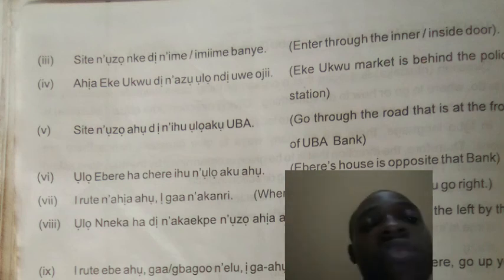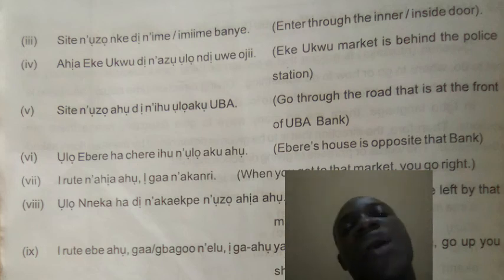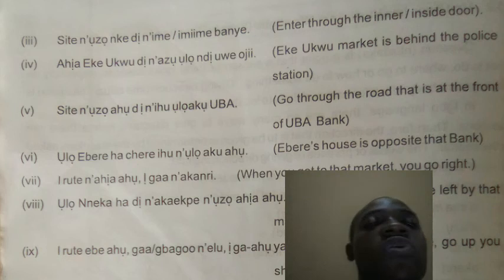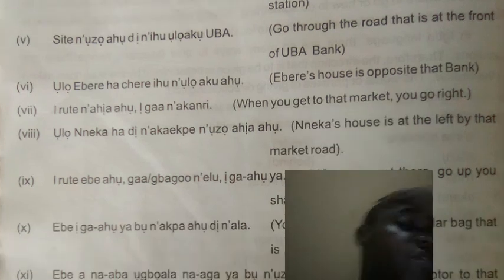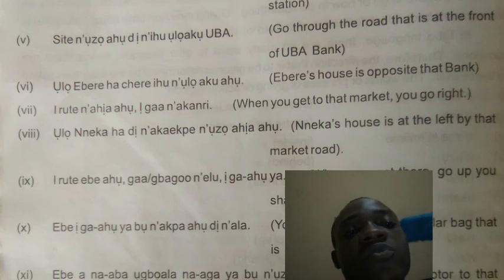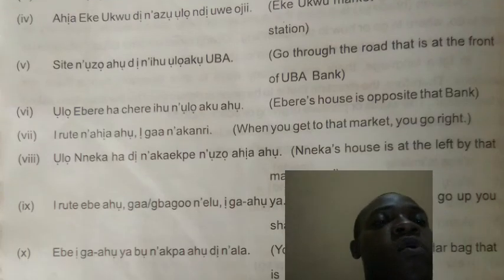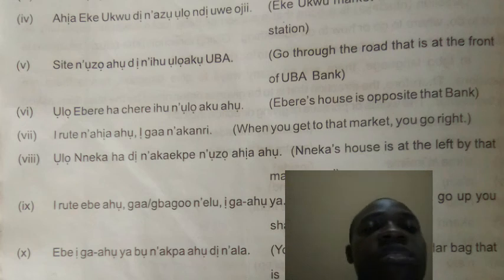The next one is ahịa Eke Ukwu dị n'azụ ụlọ ndị uwe ojii. Eke Ukwu market is behind the police station. That is giving direction now. The next one is site n'ụzọ ahụ dị n'ihu ụlọakụ UBA. Ụlọakụ means bank. Go through the road that is at the front of UBA bank.